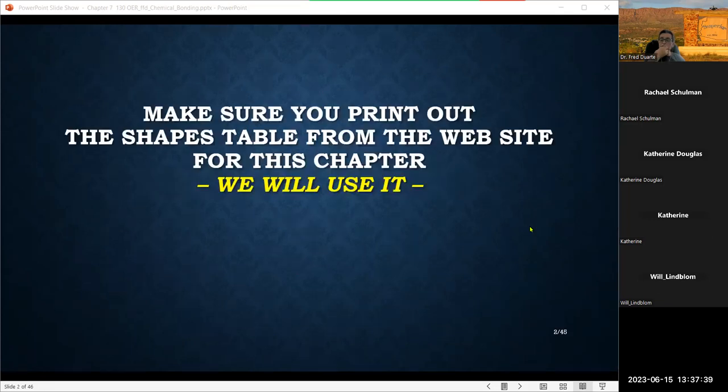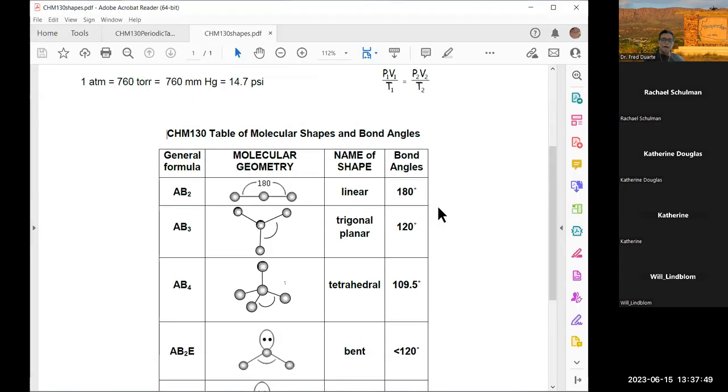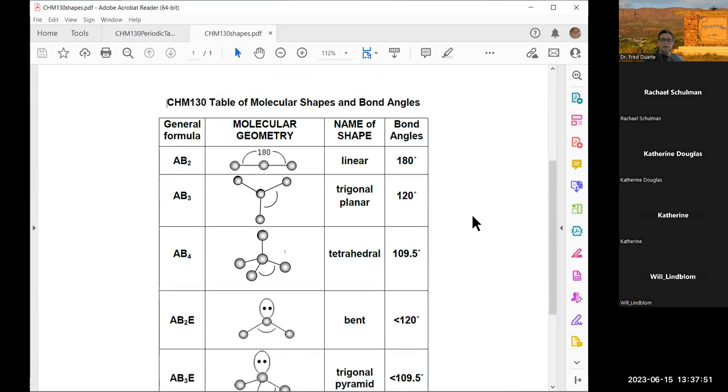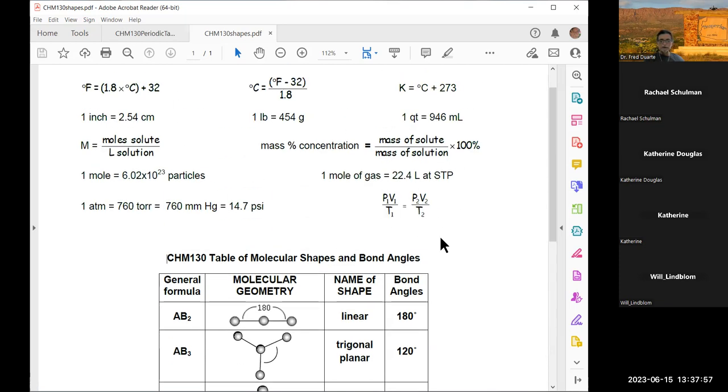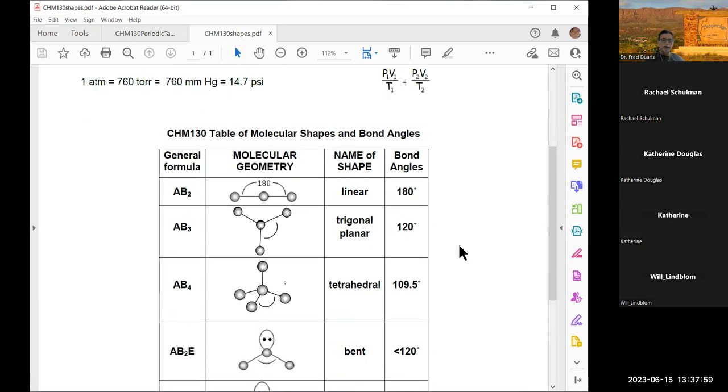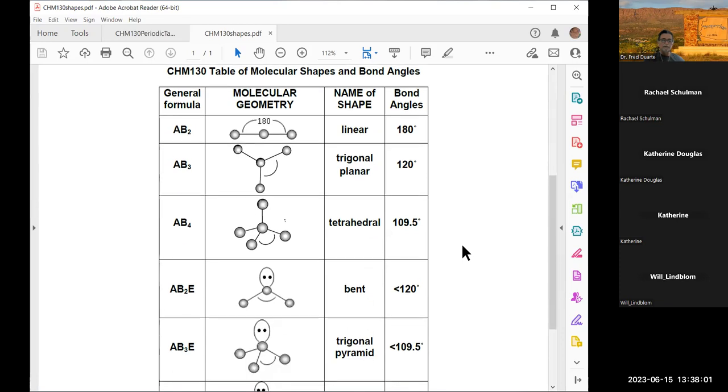Now, we're going to utilize the shapes table, and let me show you what the shapes table is. If you haven't printed it out, do so. You will be using it. So here's the shapes table, and we have a bunch of information on top. But in the table itself, the shapes, we have four columns.